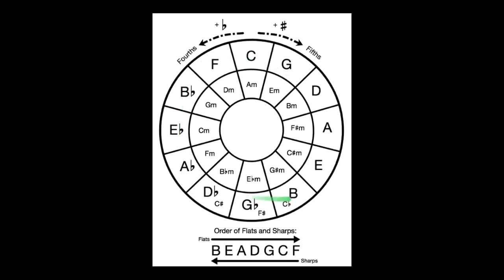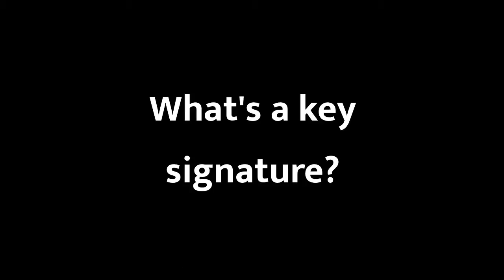This outer circle here contains all 12 keys, all 12 musical keys. So you could think of each of these as a scale. We've got C major, we've got F major, B flat major, E flat major, and so on and so forth, all the way around to G major. We're going to use this chart as a way to determine the key signature of each of these scales. So what's a key signature anyway?